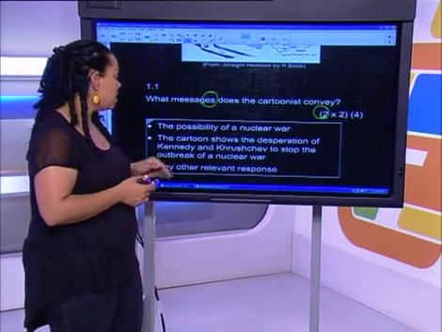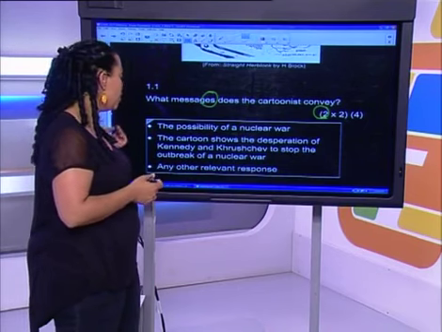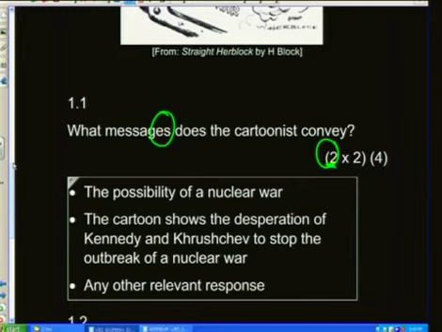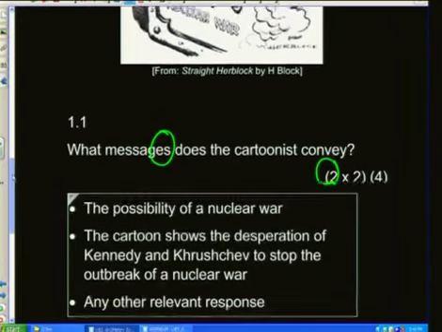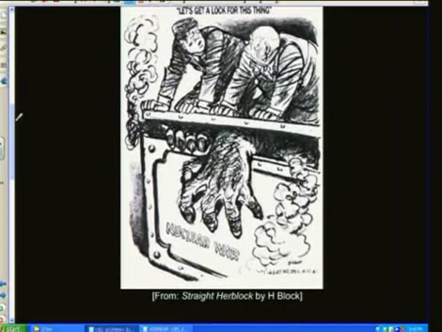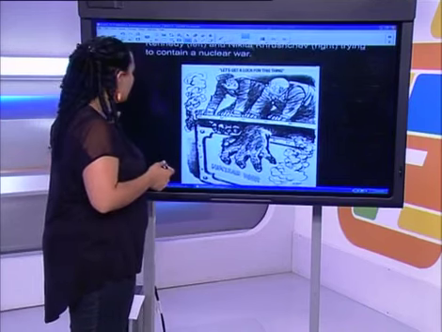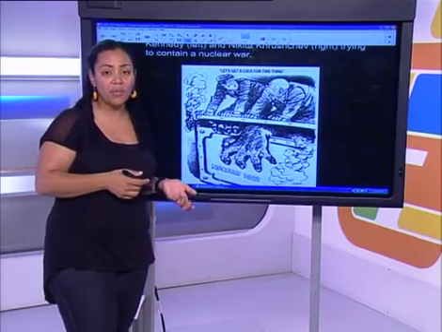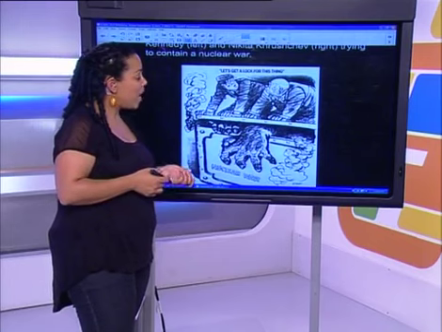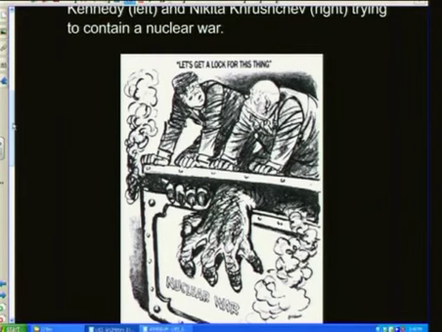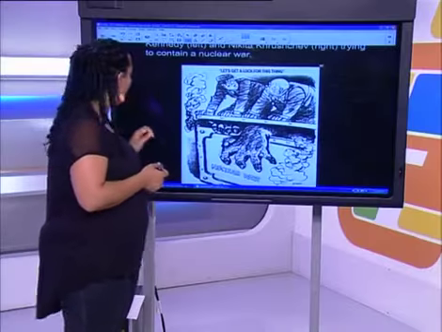So the answer given to us by the memo is the possibility of a nuclear war. The cartoon shows the desperation of Kennedy and Khrushchev to stop the outbreak of the war. Another very important question to ask yourself when you're analyzing a cartoon is, does the cartoon show any bias? Perhaps there's a clue in the fact that Khrushchev has his mouth closed and Kennedy has his mouth open, which says that he is actually saying something. He's the one that's saying, let's get a lock on this thing, okay?